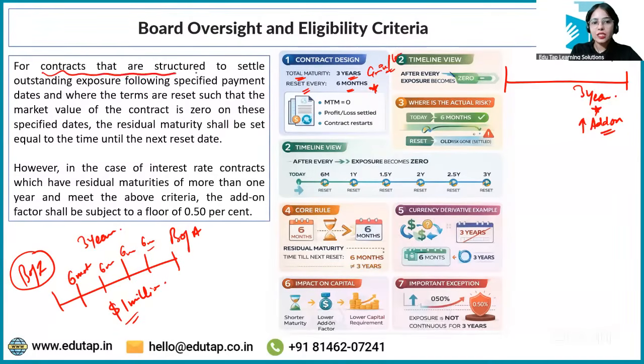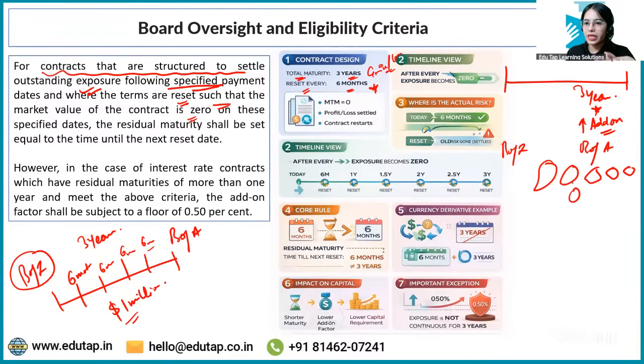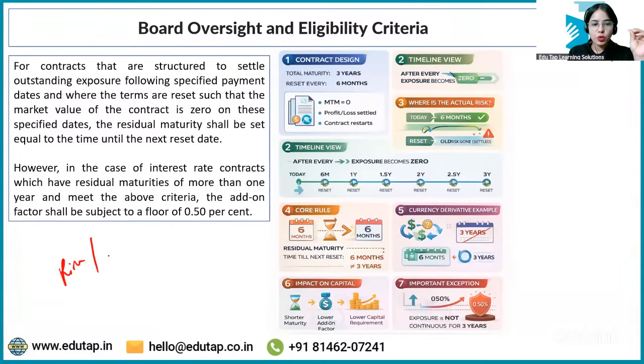So for contracts that are structured to settle the exposure following the specified payment dates, where the terms are reset such that the market value of the contract is 0. So basically, Bank of India and Bank of America are saying that instead of coming into new contracts every 6 months, we can have a long-term contract, and after every 6 months, we will do the settlement so that whichever is the gaining party will receive the money from the other party. This is the basic idea. So here the risk, or the exposure, is for the 3-year time period or for the 6-month time period. What do you think?